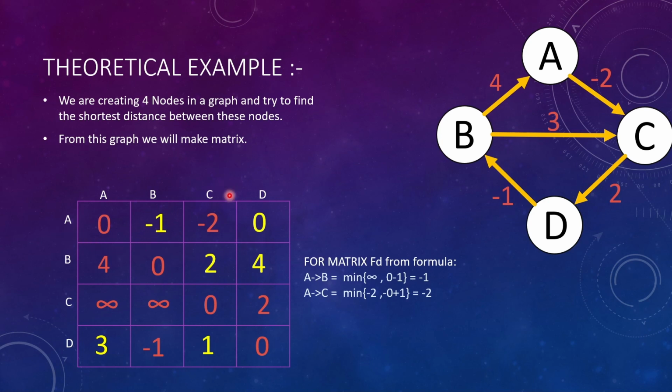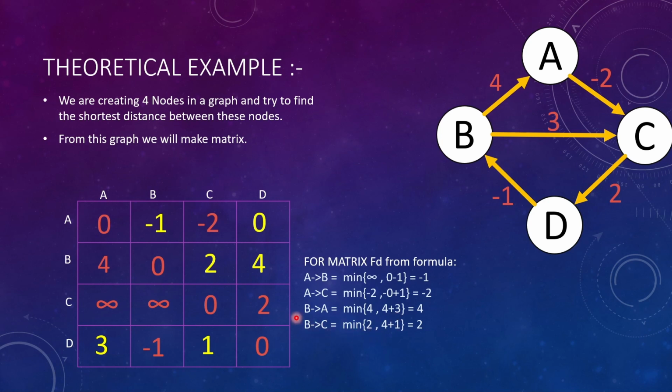For A to C, which was previously minus 2, if we go via D, we are getting plus 1, which is not lesser than minus 2. So minus 2 will remain as it is here. Now we will go from B to A here, which was previously 4. But if we go from B to A via D, we will get 7, which is not lesser than 4. So 4 will remain as it is.